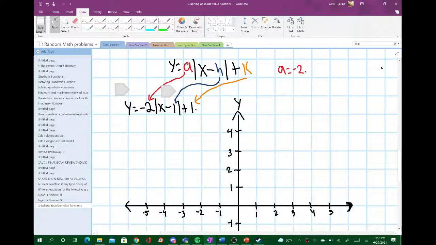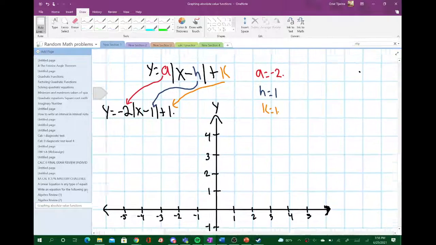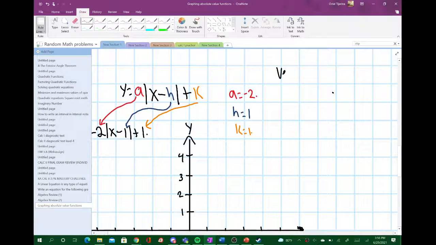So we have h equals 1, and k is also equal to 1. So the vertex is (h, k). That is the middle of your V shape, or your upside down V shape, whatever it's going to be, right?